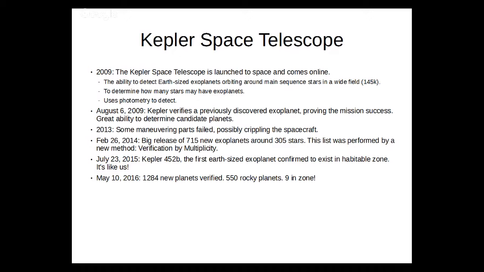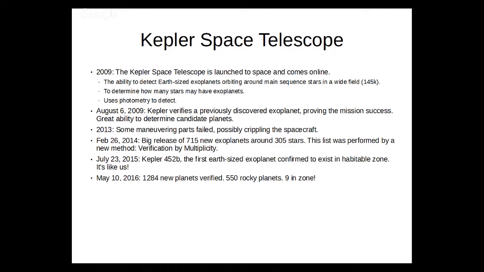On May 10th, 2016, less than a year ago, another new release: 1,284 new planets were verified, 550 of which were rocky planets, and 9 of those were in the habitable zone. Huge. This is less than a year later. We go from finding 1 to finding 9 more. And we're able to determine their composition as rocky planets, 550 of those. So as you can tell, based on the number we gave at the beginning, 3,000, and I can't remember the number exactly, Kepler has found a majority of the exoplanets that we've discovered.